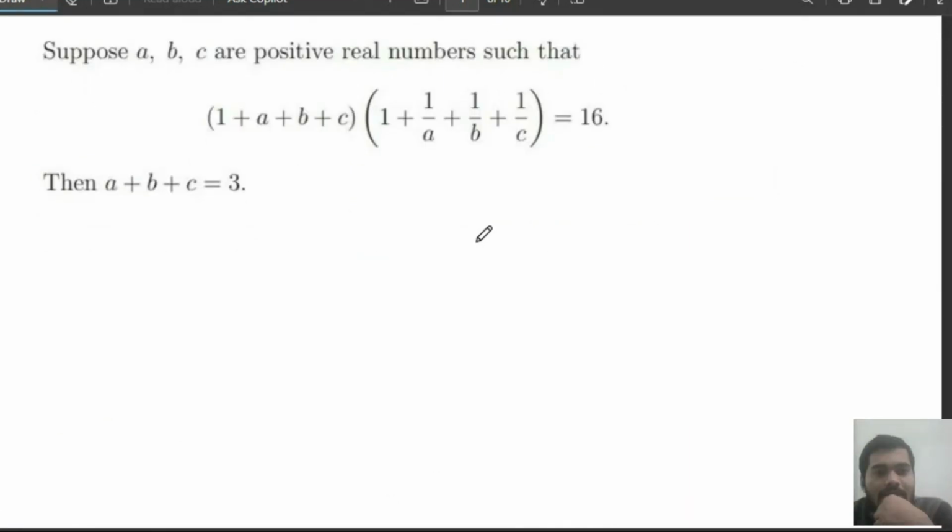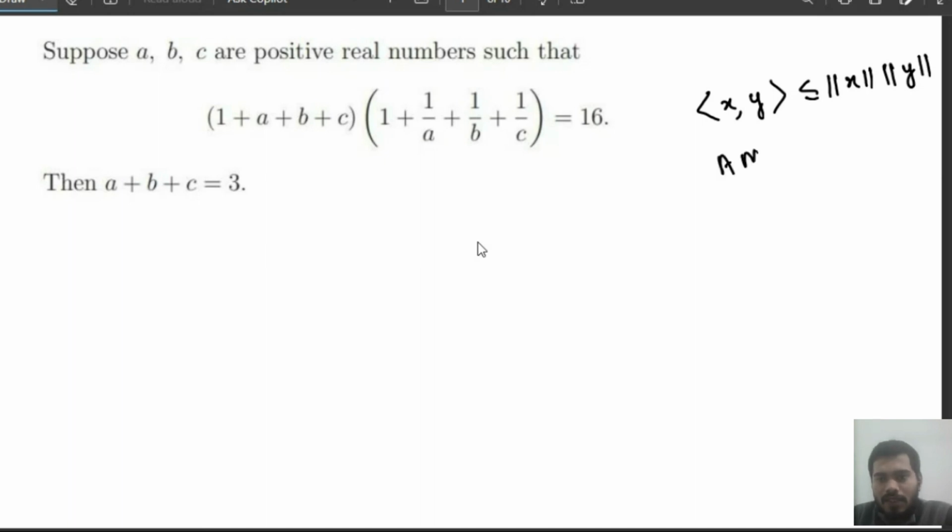It is given that a, b, c are positive real numbers such that this condition holds. Then they are asking, is it necessary that a plus b plus c has to be equal to 3? This is a really interesting problem. To do this, there are two methods we can apply. One is the Cauchy-Schwarz inequality, which most of you must know, or we can apply the AM-GM inequality. So we can apply AM-GM.